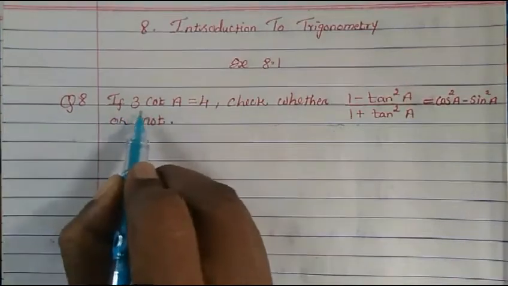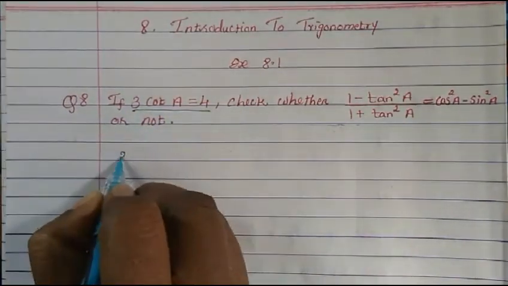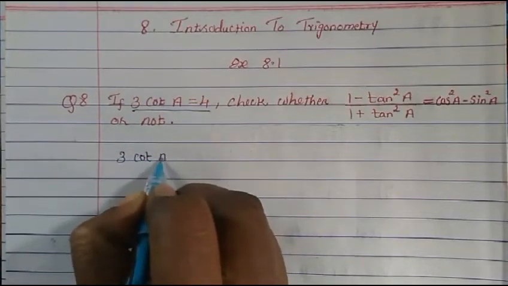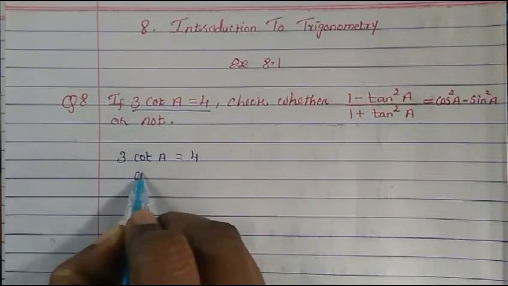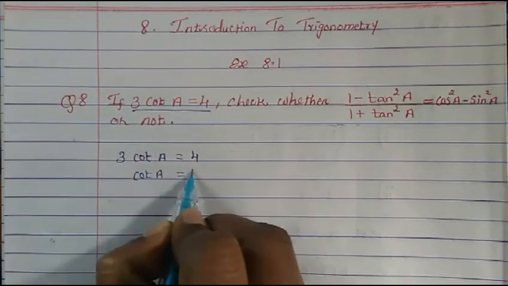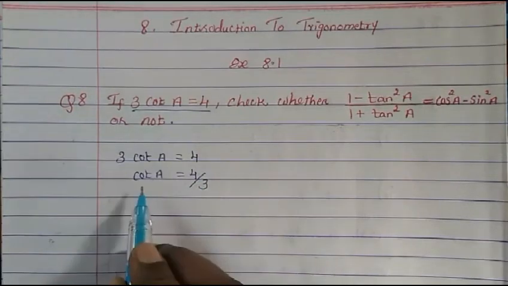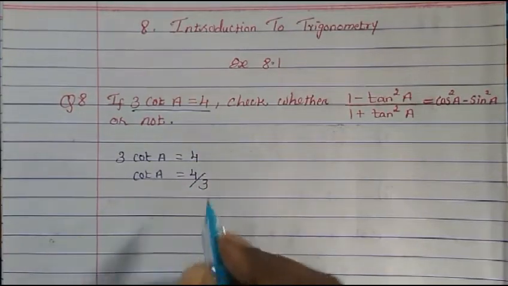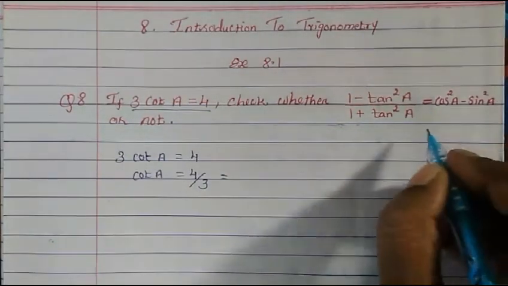What is given to us is 3 cot A is equal to 4. That means this is in multiplication, so when multiplication comes, this side goes to division. So cot A is equal to 4 upon 3. And cot is what actually? I told you how to remember.